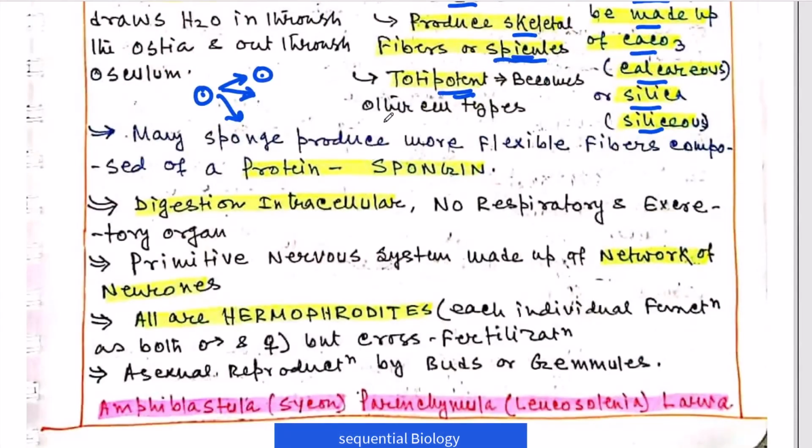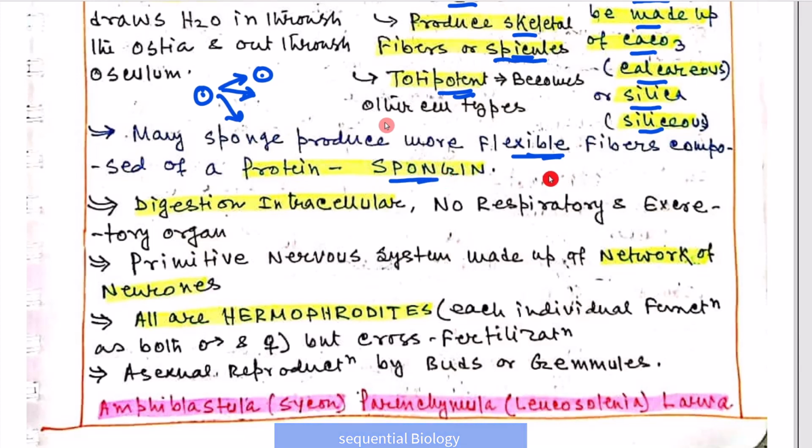Many sponges produce more flexible fibers composed of a protein called spongin. Apart from the calcareous and siliceous spicules, most sponges produce more flexible fibers. Calcareous and siliceous spicules are rigid fibers, but many sponges produce a flexible fiber called spongin. Actually, this flexible fiber is made up of the protein spongin.